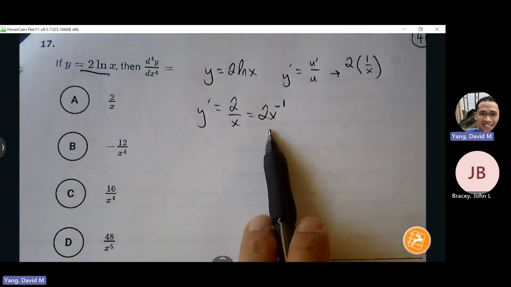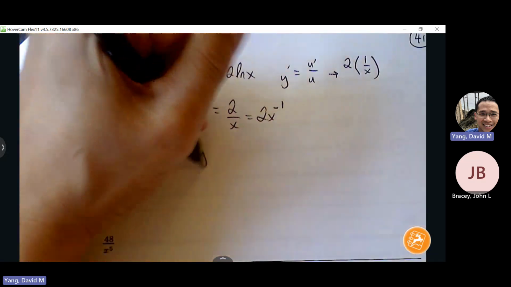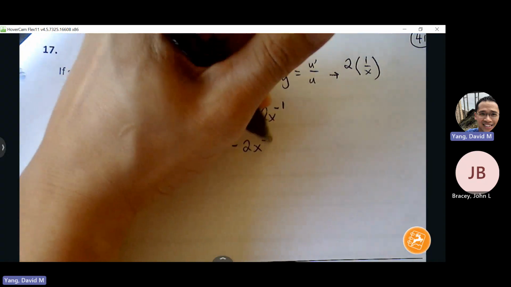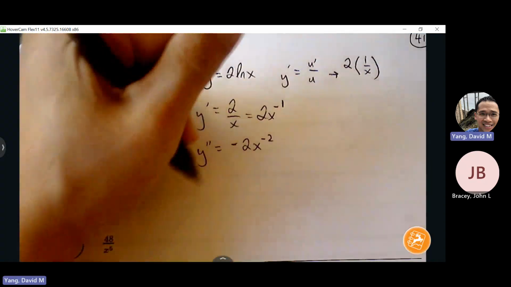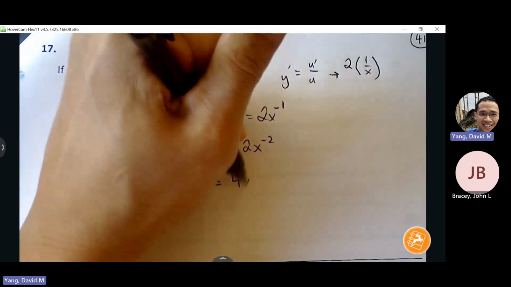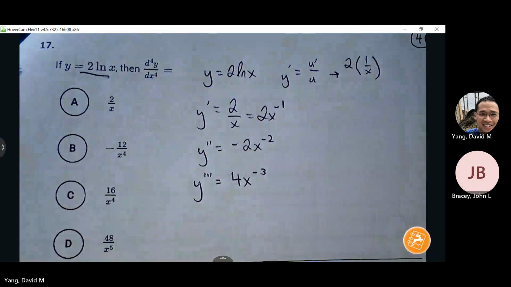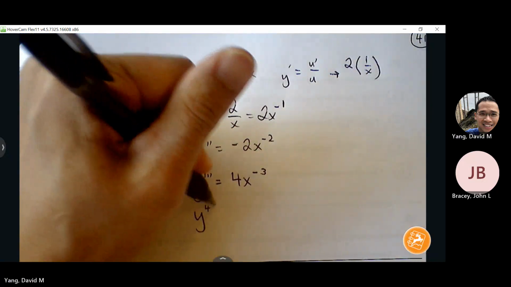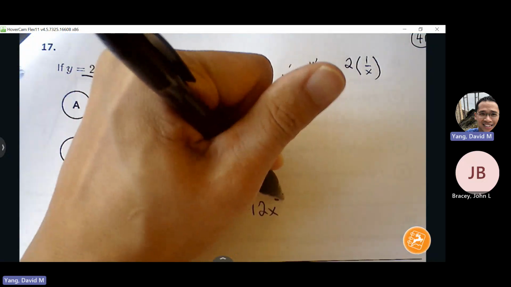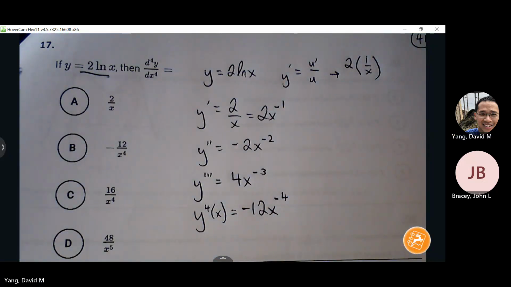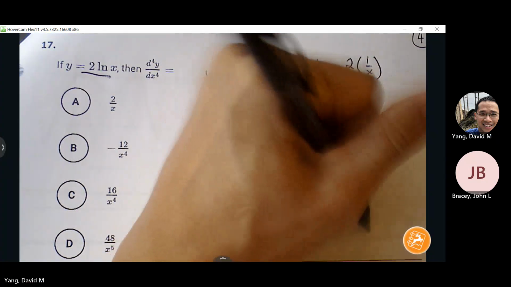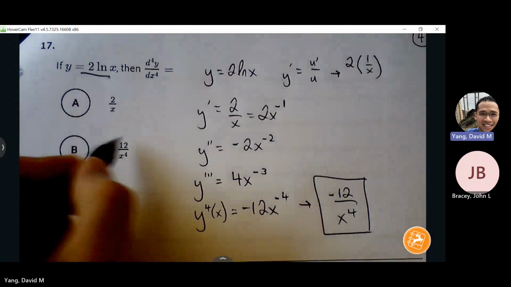Okay, so I can just do power rule for my remaining derivatives. Second derivative, negative 2x to the negative 2. Keep going. Third derivative, 4x to the negative 3. Keep going. Negative 12x to the negative 4. Clean this up. Answer choice B.